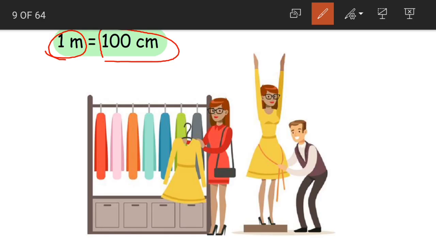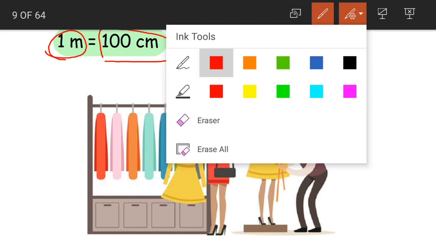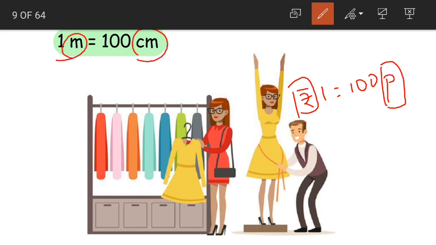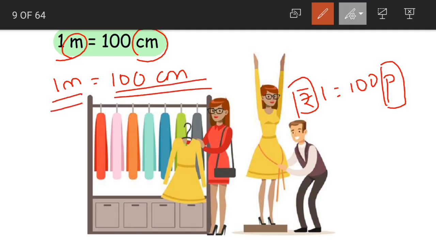Like for example, in the money chapter, what did we learn? 1 rupee is equal to 100 paise. Did we learn this or not? Yes. So this was the relationship between our rupees and paise. In the same way, between meters and centimeters, the same relationship exists. That is 1 meter is equal to 100 centimeters. When I say 1 meter, it is nothing but our 100 centimeters.